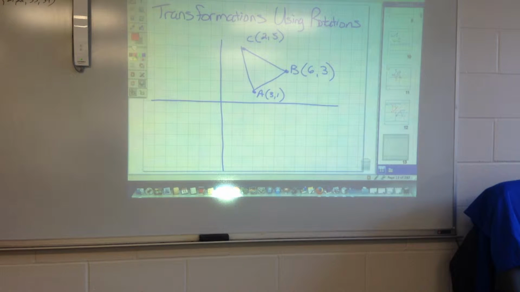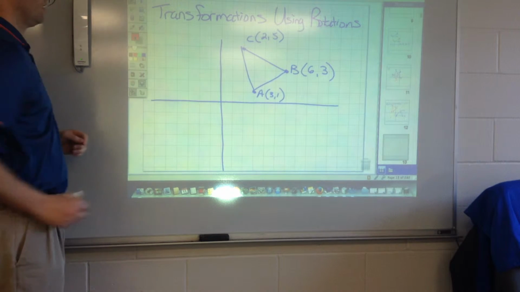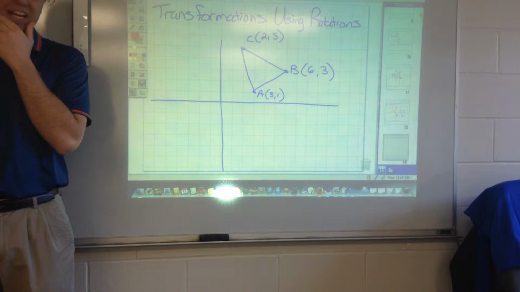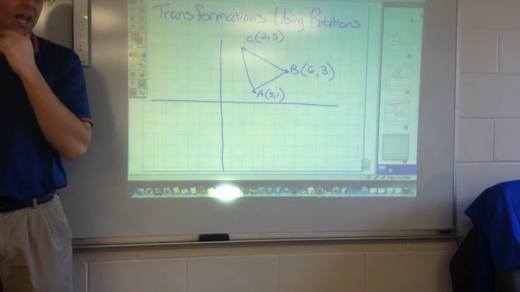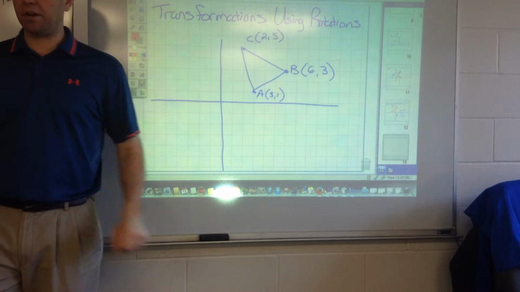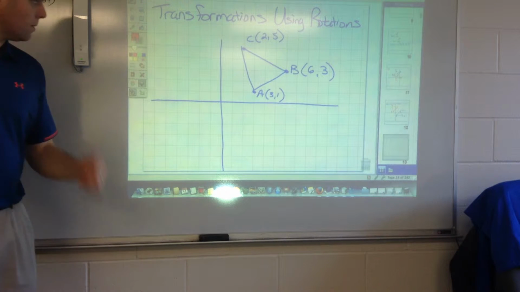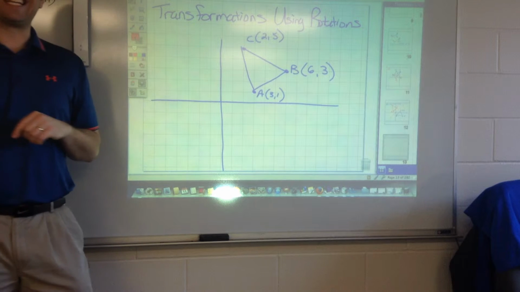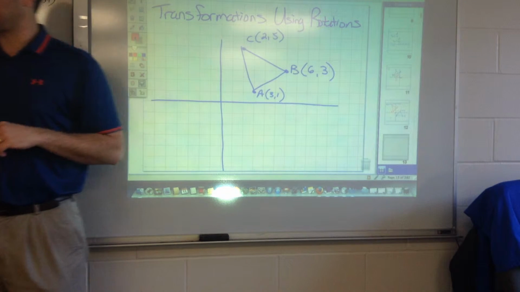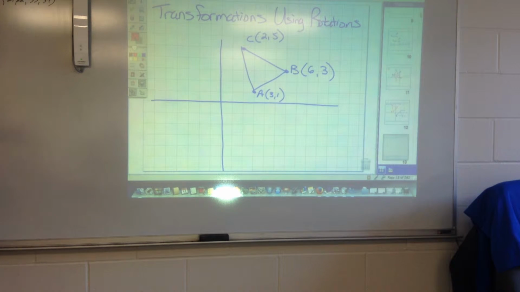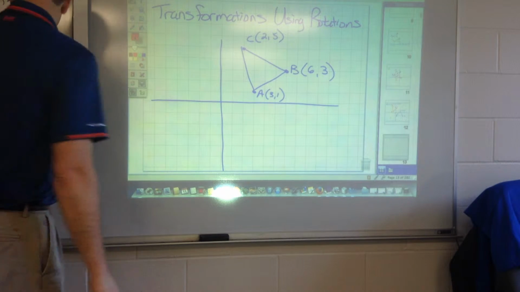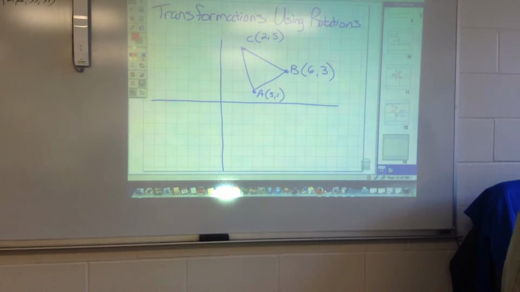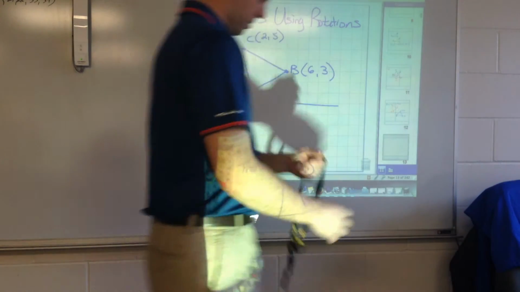So a 90-degree rotation. What do you think of when you think of 90 degrees? Right angle. Half of 180, right? So a 90-degree rotation means I'm going to take this point and rotate it 90 degrees with respect to the origin. Well, how do you do that?